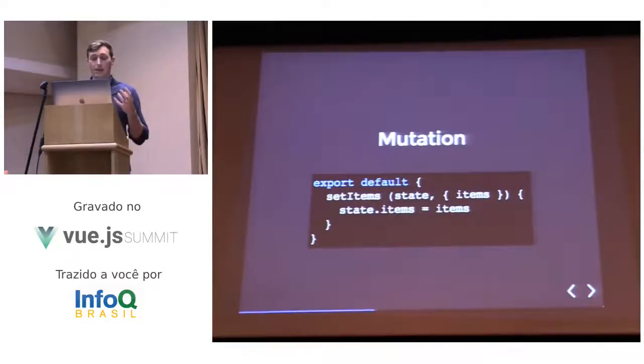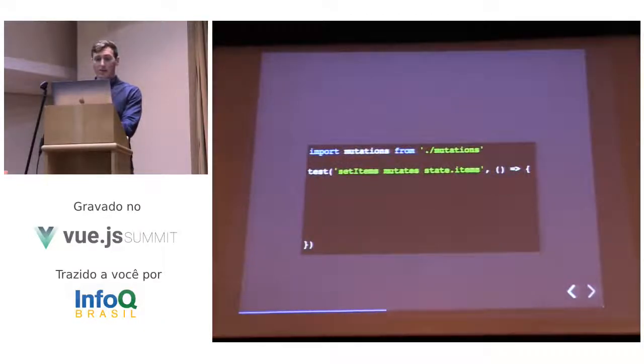So here's a set items mutation, and it's ridiculously simple. It takes some state, and then it takes some items in a payload object, and it just sets the state items value to the items passed in the payload. So if we wanted to test that that was working correctly, we're going to write a test that checks that when we call the mutation with those parameters, it updates the items value. Pretty simple. So the test would look a bit like this.